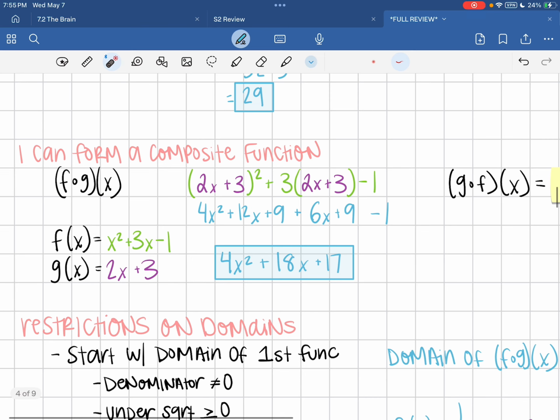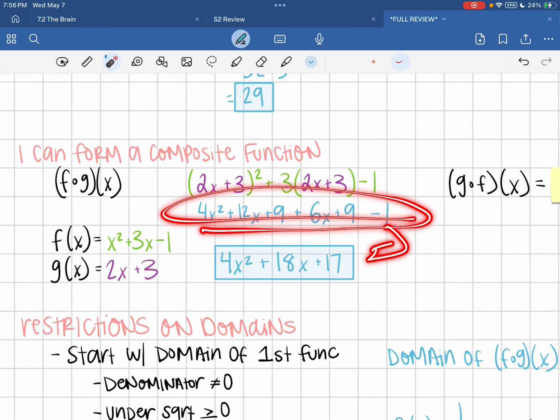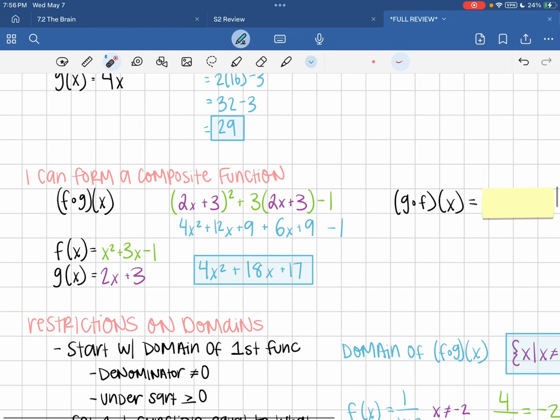Okay, and then the next one is I can form a composite function. So this is for when you don't have a value, so it's just x. You just plug in the entire function. So for this one, you would plug in this whole g of x into each x of the f of x function, which is what I did in green. And then I just squared this and then distributed the 3 and then simplified all of this into this equation. And then I have an example using these same functions, and I'll put the answer up.